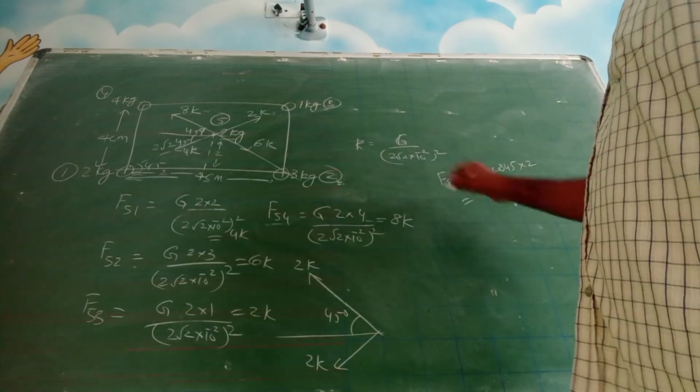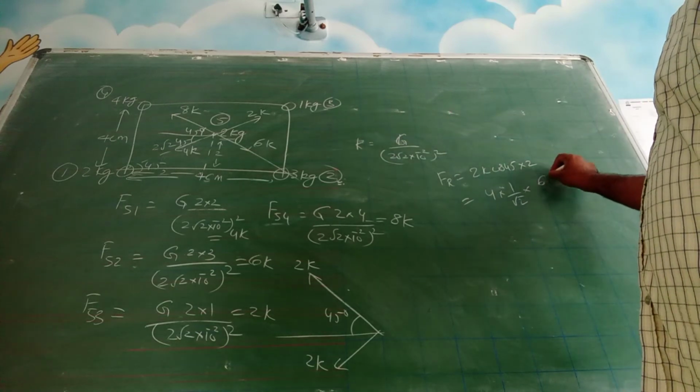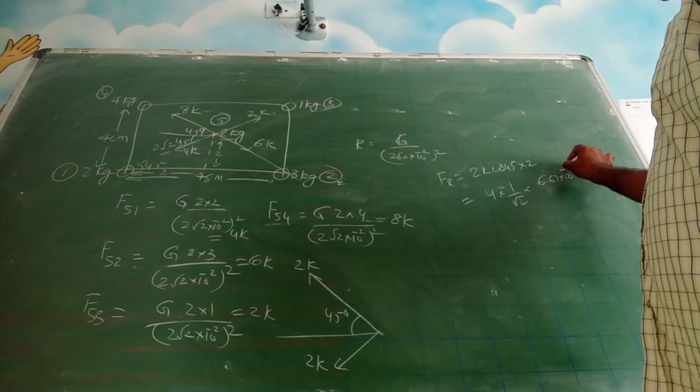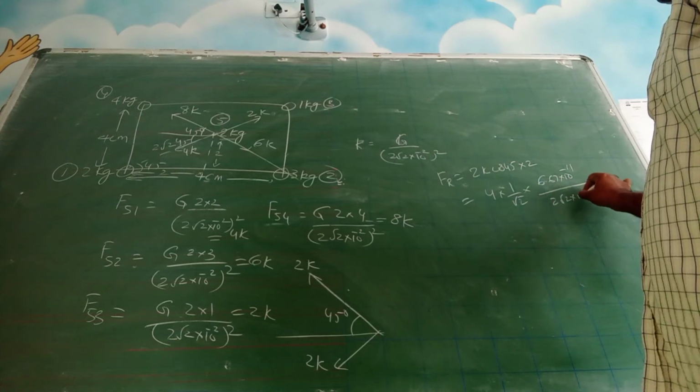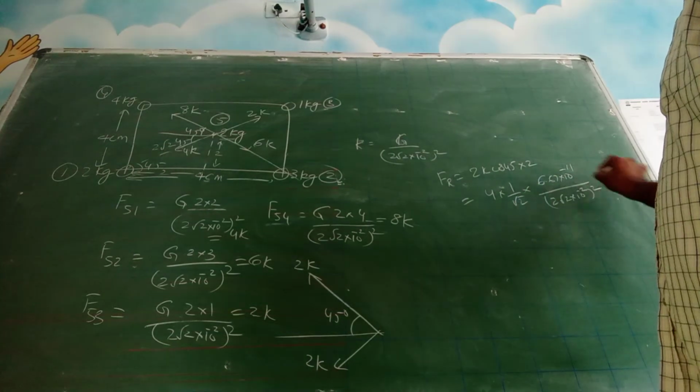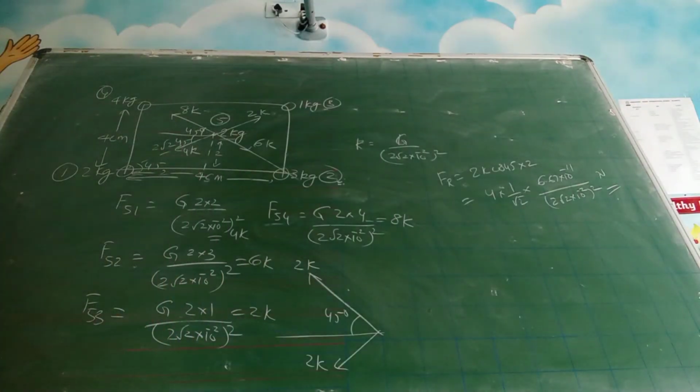Into k. What is k? K is 6.67 into 10 to the power of minus 11 divided by 2 root 2 into 10 to the power of minus 2 whole square. Whatever you solve, that is your answer. Okay? So this is how you are supposed to solve the question.